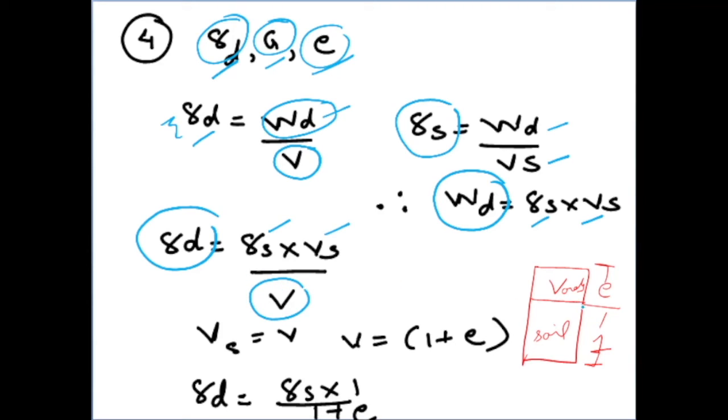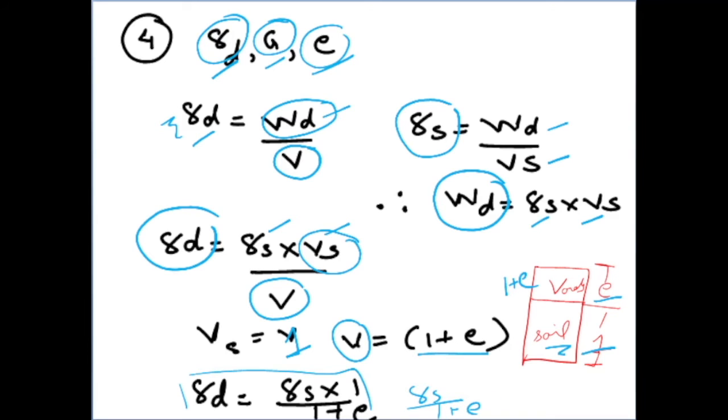Now this is the same diagram which I had shown on the first slide. Voids represented by e, solids represented by 1. So the total volume is 1 plus e. Okay. So instead of writing Vs, I can write it as 1. Okay. Because volume of soil is nothing but 1. And the total volume V can be written as 1 plus e. Okay, so what is dry density? It is nothing but gamma s into 1 divided by 1 plus e. Gamma s divided by 1 plus e.